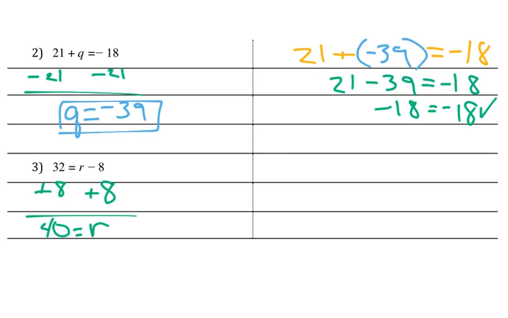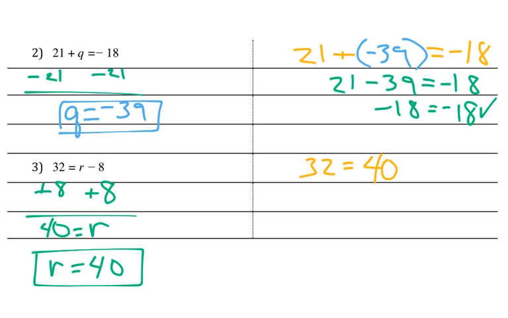Now, I would never say 40 is equal to R. I think R is more important, so I would rewrite this and say R is equal to 40. If you're writing equal signs here, that's just not true. Avoid it. Over on the other side, in that very same line of math, 32 is going to be equal to R, which is 40 minus 8. And then 32 is 32. And put a check mark by it.